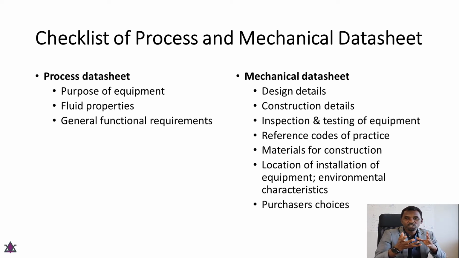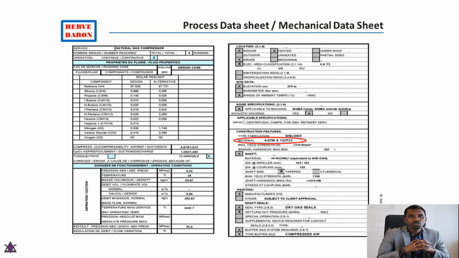Also, the engineering company recommends their own choice of equipment because they have been in the business for a while, so they know what kind of equipment they are most favorable with. So you see here a sample data sheet for both the processing data as well as the mechanical equipment data.